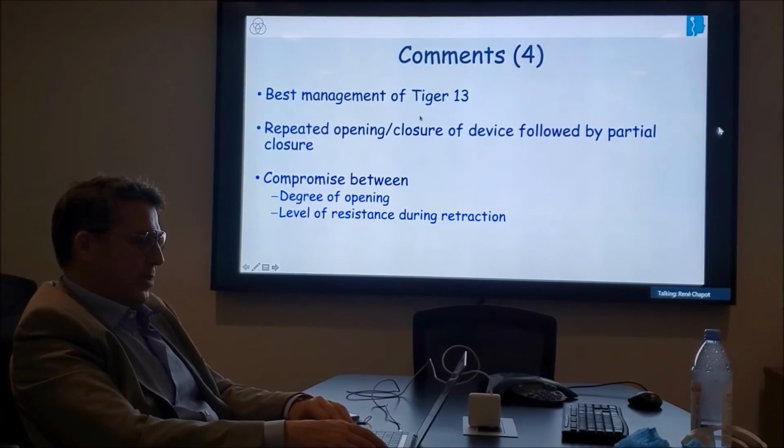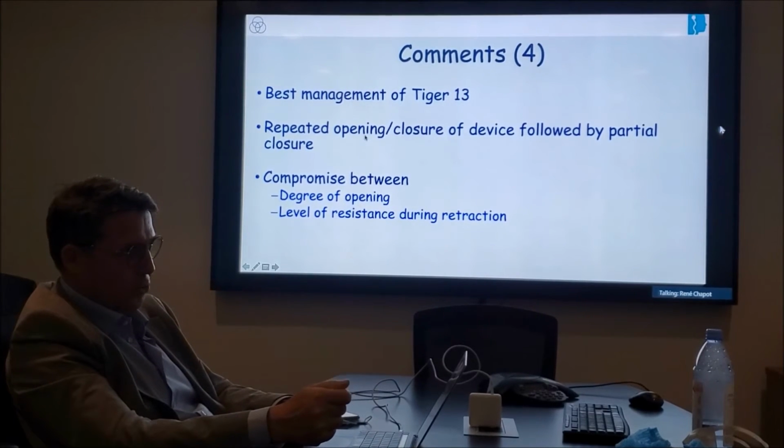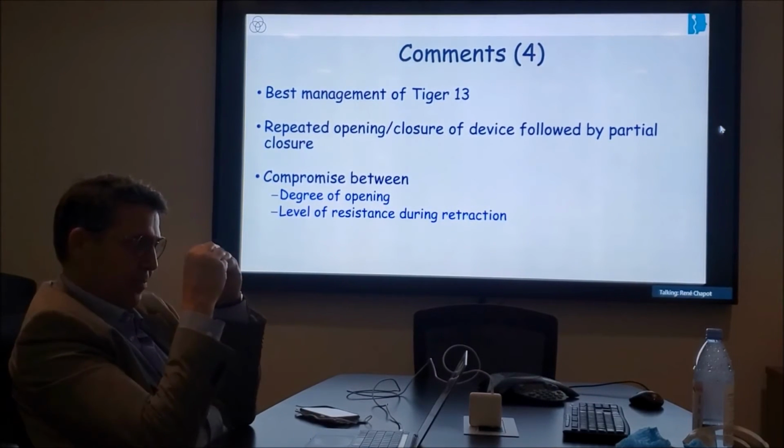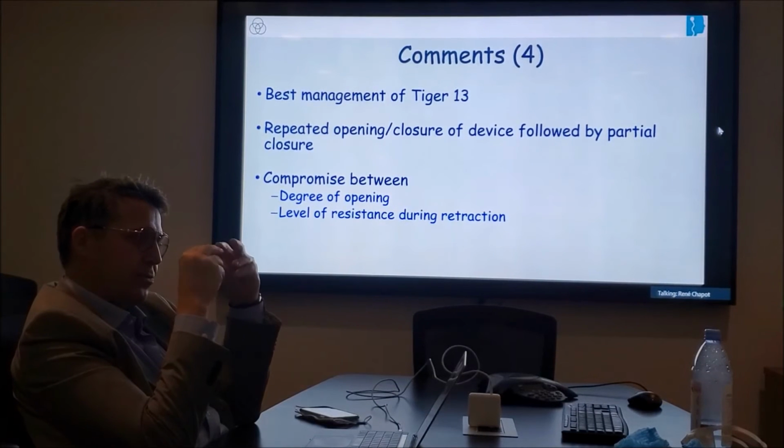Now a comment specific on Tiger 13, how to use it. It seems that if you play with it, you open, you close, you open, you close, you may break the clot or you may help embedding the clot, which means having the wires getting through the clot.